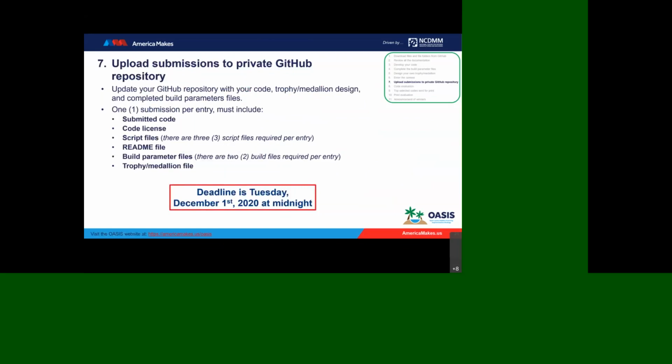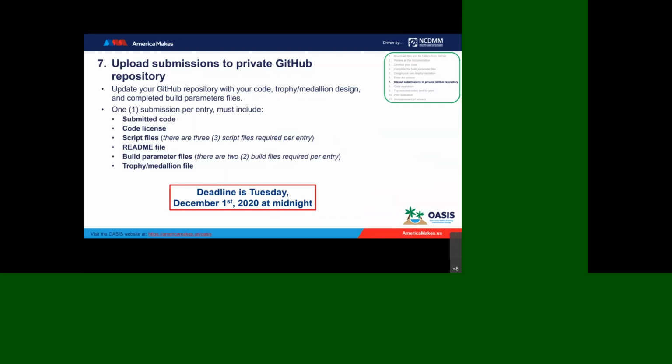Step 7, upload submissions to private GitHub repository. You can update your GitHub repository with your code, trophy, medallion design, and completed build parameter files at any time. You can also revise them, clear up to the December 1st deadline. One submission per entry though. If you want to do multiple entries, you will have to go in and create multiple site repositories.